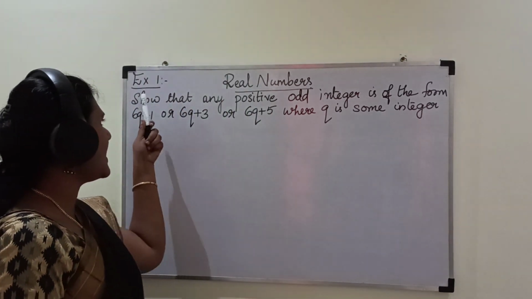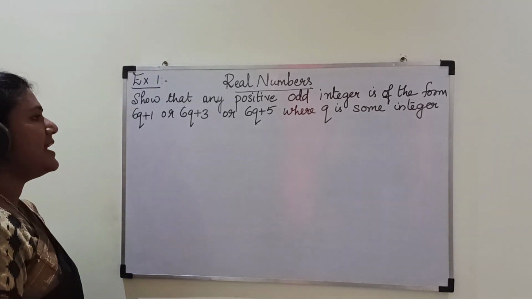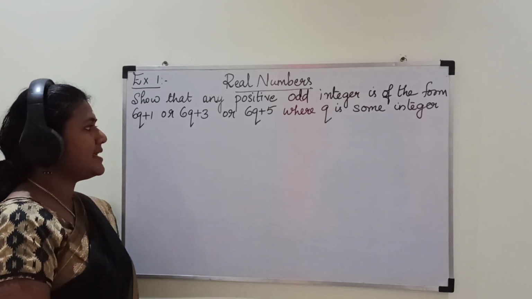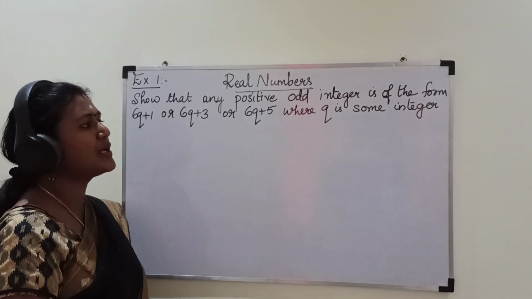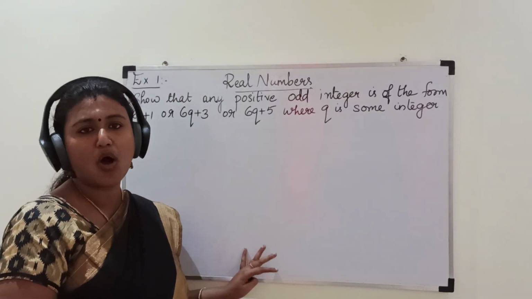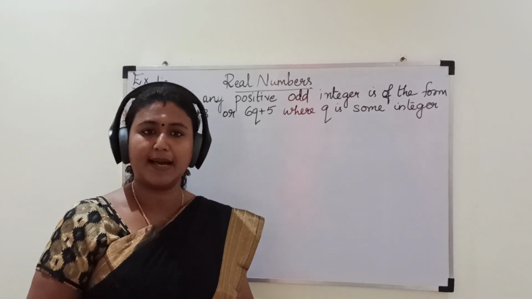See first example, show that any positive odd integer is of the form 6q plus 1 or 6q plus 3 or 6q plus 5 where q is some integer. So we'll see how we will solve such type of question by applying Euclid's division lemma.